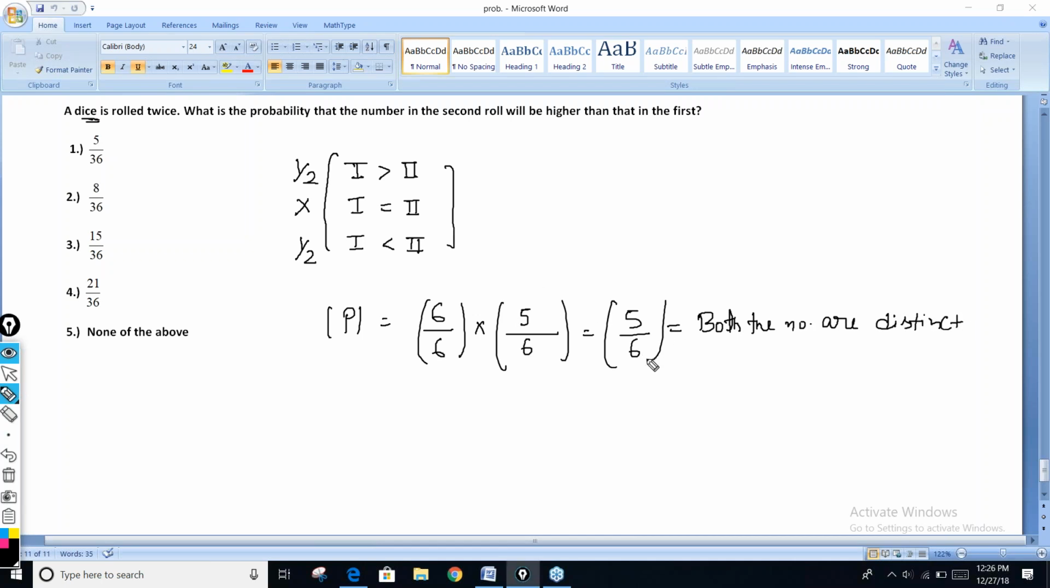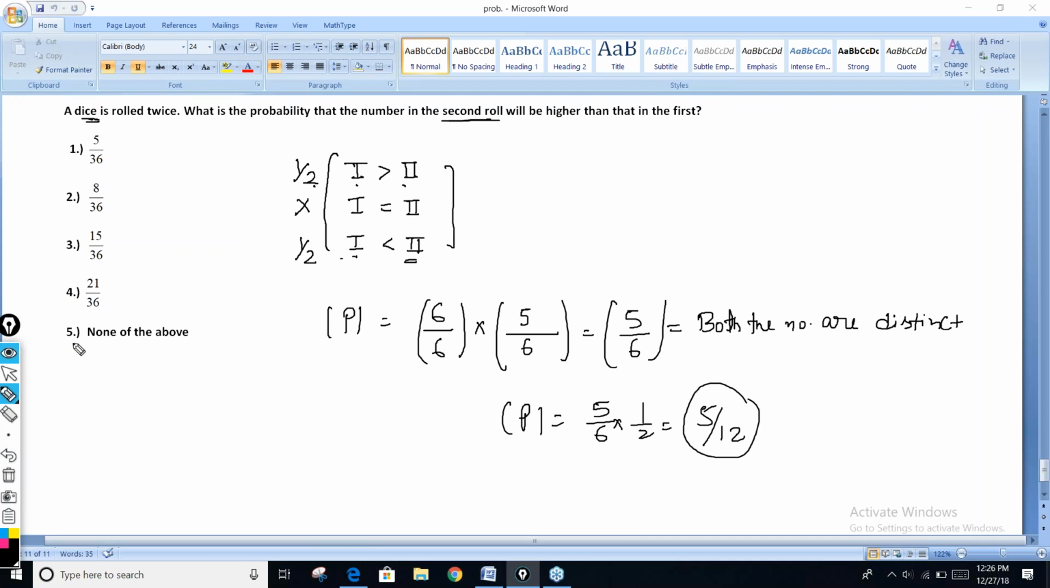Now, in this probability, half of the cases will be here when first number will be greater than the second number. In half of the cases, first number will be less than the second number. So what we need to find out? We need to find out the probability when second roll will be higher than the first roll. So the required probability is half of this probability. So what is the answer? Answer is 5 by 12. Can you see 5 by 12 quickly?